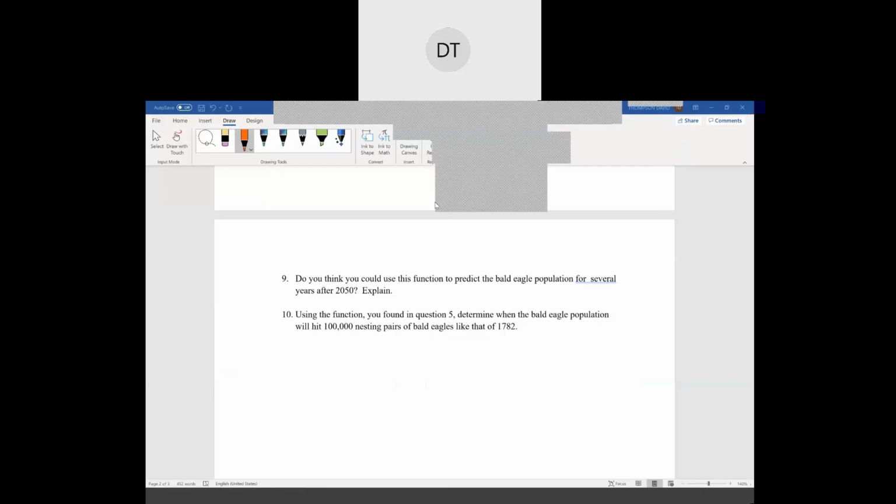Question 9 is asking, do you think you could use this function to predict the bald eagle population for several years after 2050? And no, because this is gross extrapolation. It's too far outside the data set. Really, anything after 2006 is too far outside the data set. So too far from data set.